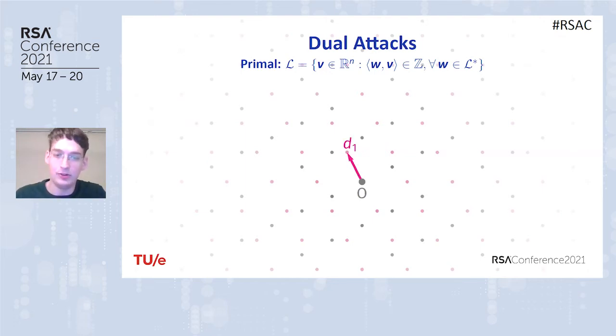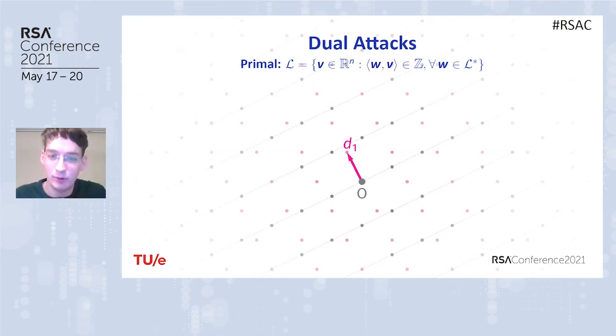Also, if you take, for instance, this dual vector D1 here, then we know that all primal lattice vectors must have a dot product which is an integer, which means that it must lie on one of these lines here. And because D1 is a short dual vector, these lines are pretty far apart. And that is the key property for the dual attack, which is the observation here that if we now have a target vector which does not lie on the primal lattice, but close to the primal lattice, then also it will lie close to one of these lines.